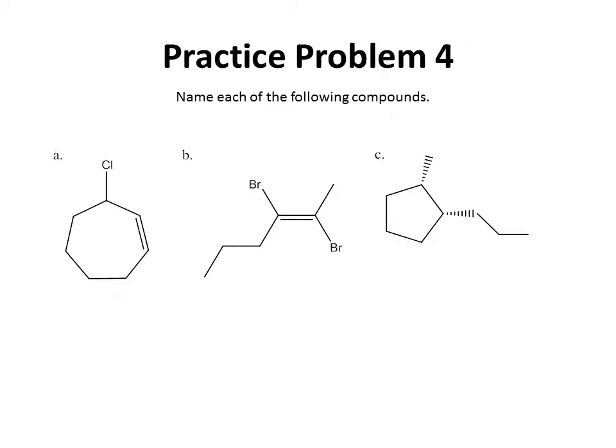Practice problem 4. Name each of the following compounds. Now, in this practice problem, you're going to be using cis or trans prefixes for some of the examples. And remember that when there's a double bond inside a ring, you will assume that it's going to be cis, so you don't have to actually use the cis prefix. A trans double bond inside a ring would be unusual, and you'd actually have to put trans in the front of the name.